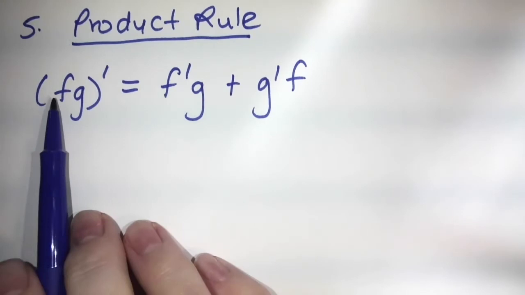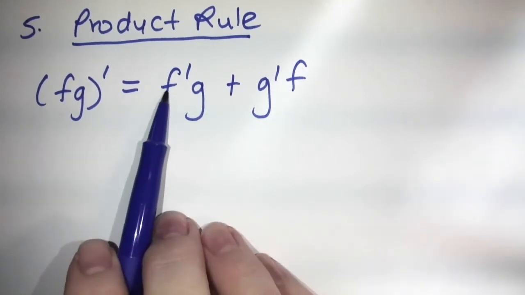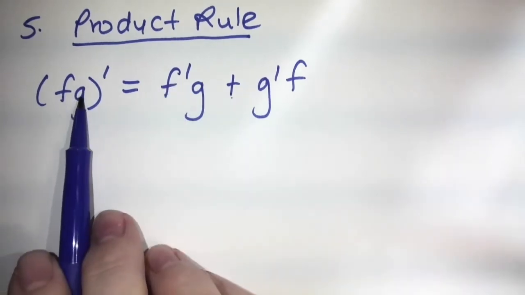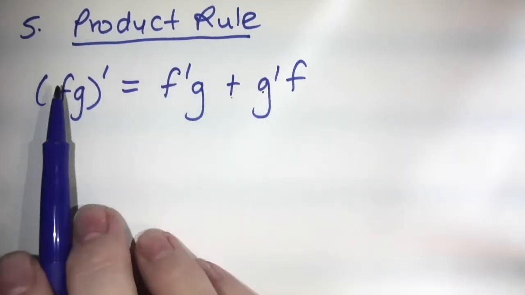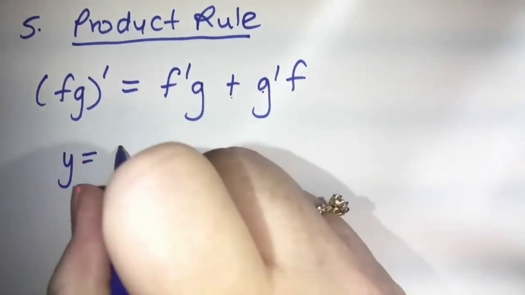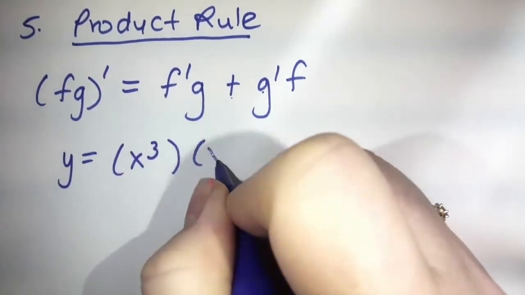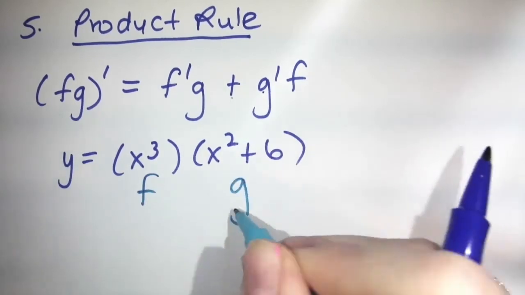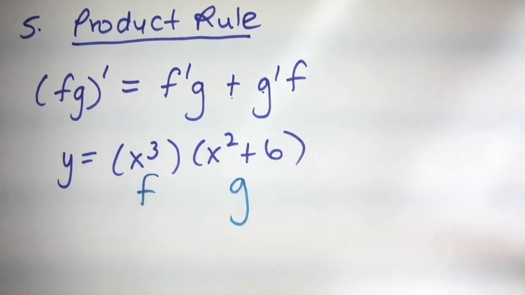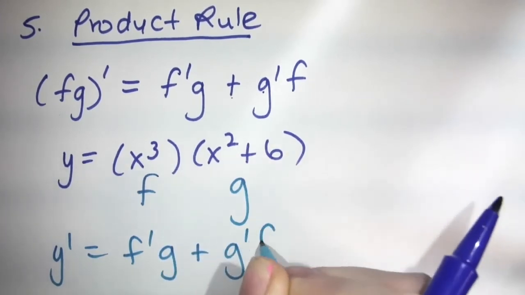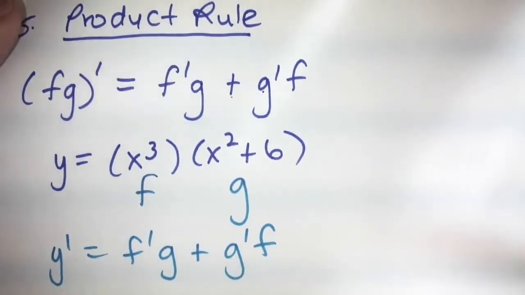So that's read the derivative of the first, f prime, times the second, g, plus the derivative of the second, g prime, times the first, which is f. And some people write this as fg prime, and that's fine as well. So if we have y equals x cubed times x squared plus 6, then this is our f, and this is our g. And so we want to do the product rule. So we want f prime times g plus g prime times f.